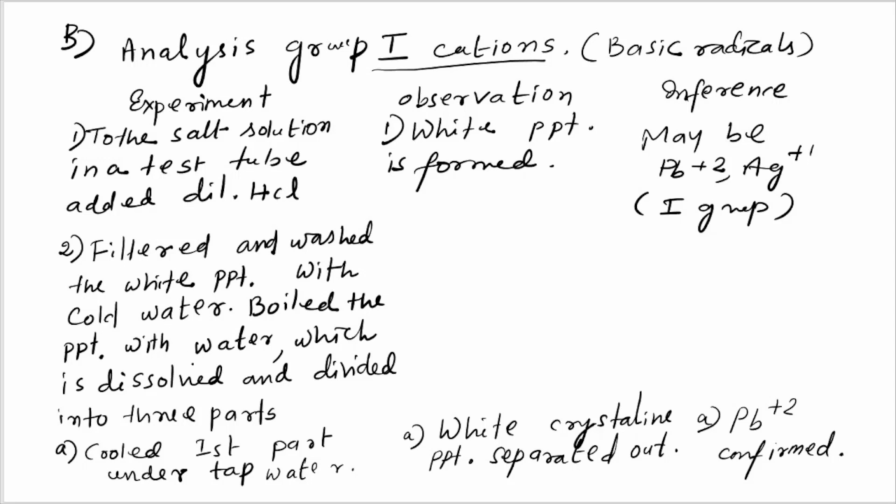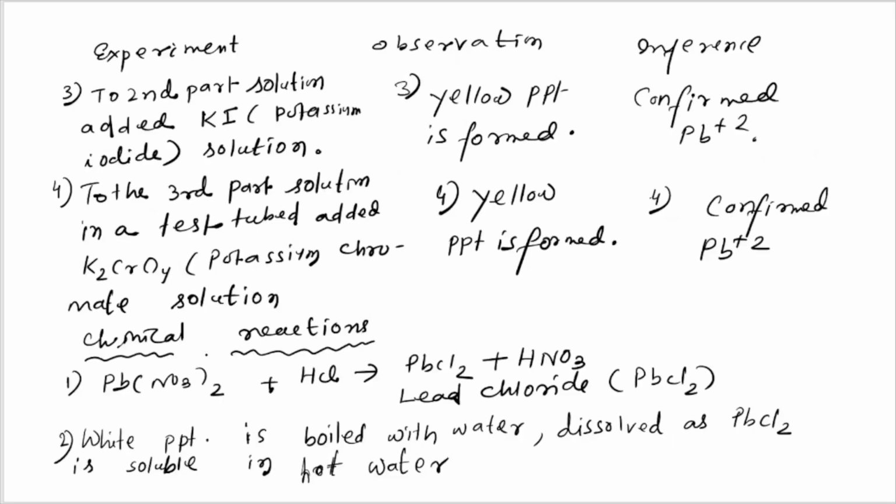First part, what will you do? You will cool it. Cooling means a crystallization effect, so here you will get crystallization, and a white crystalline precipitate is separated. So here Pb2+ is confirmed. They are very, very important. Take the hot solution, divide into 3 parts. For one part only, simply cool it. A white crystalline substance will be formed, that precipitate will form, confirming Pb2+.